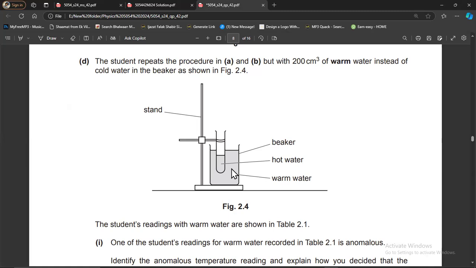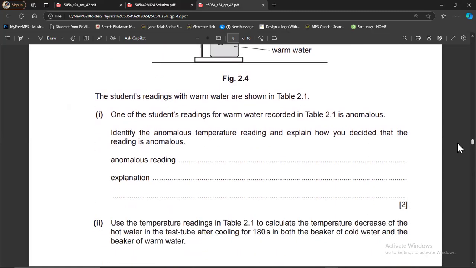The student's readings with the warm water are shown in table 2.1. One of the student's readings for the warm water recorded in table 2.1 is anomalous. Anomalous means it is out of the pattern. Identify the anomalous temperature reading and explain how you decided that the reading is anomalous.